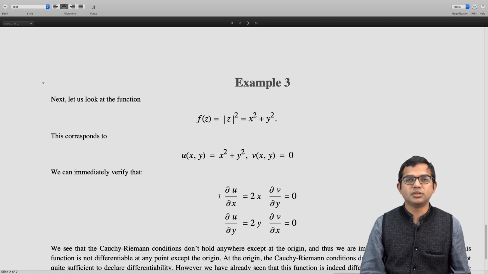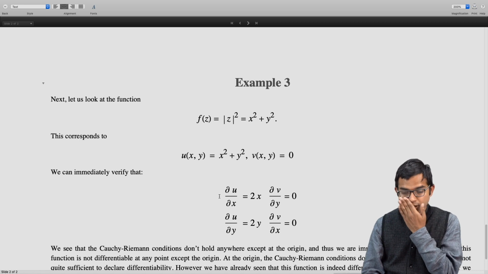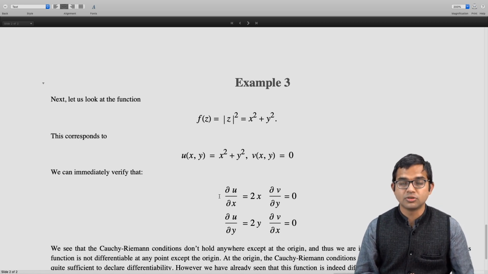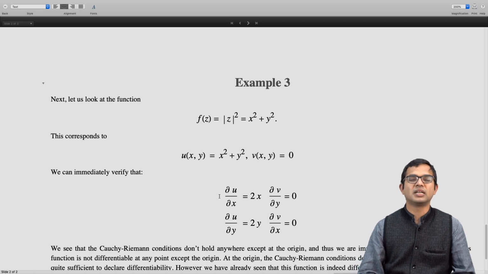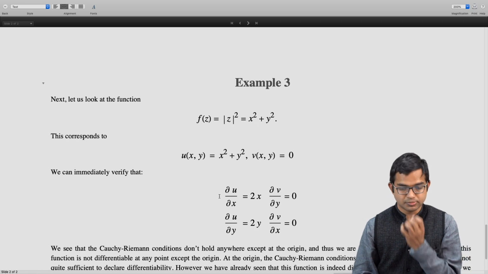If z is 0, then the Cauchy-Riemann conditions hold, right? So what we can say for sure is that where the Cauchy-Riemann conditions don't hold, which is at every point other than the origin, this function is not differentiable. This is something that we already know. We have already come to this conclusion from first principles.